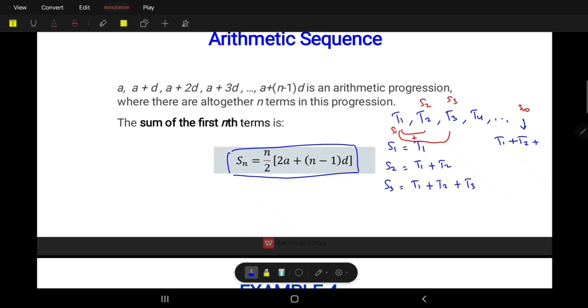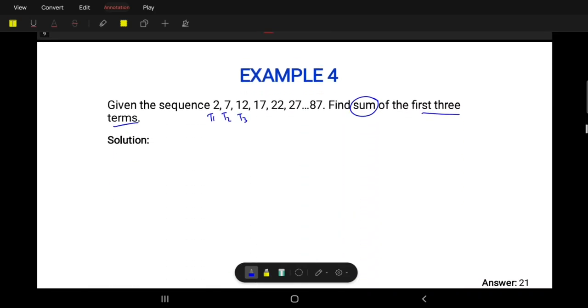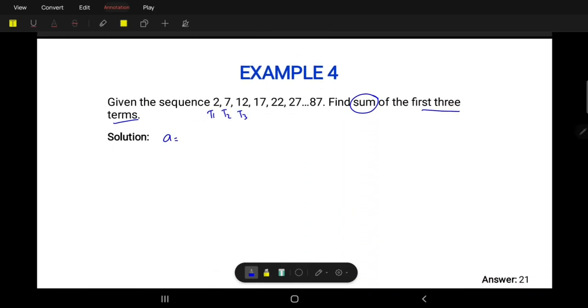So, as you can see, we need to know the value for a and d. Right? What is a? A is the first term and d is the common difference. So first we need to find a. A is equal to the first term, which is 2. What is d? D is T2 minus T1, the common difference. 7 minus 2 is equal to 5. Then we can find the sum of the first three terms.